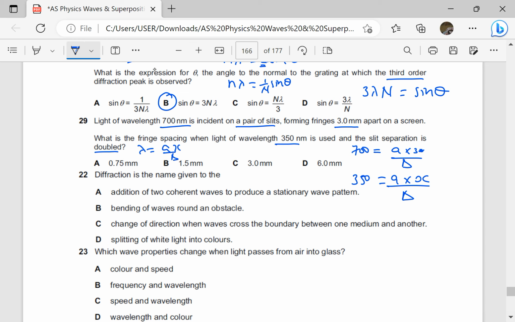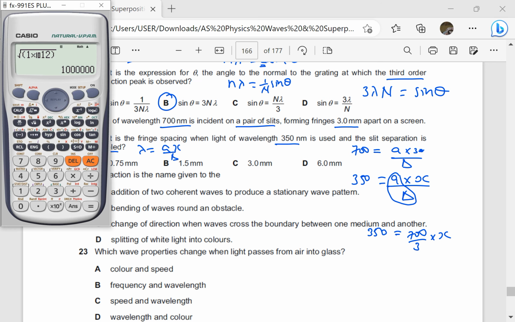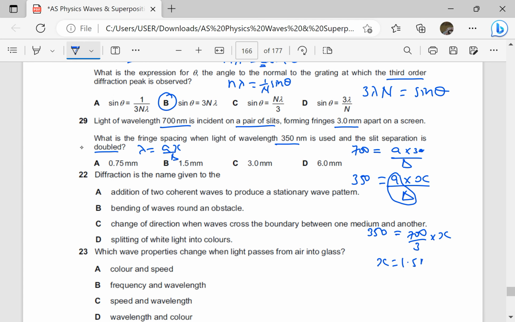So we just combine these two equations. Where there is A over D, I'm just going to put 700 over 3. So we'll simply say 350 is equal to 700 divided by 3 times x. So I make x the subject. So 350 times 3 divided by 700. And that gives us 1.5 millimeters. So x is equal to 1.5 millimeters. Is it 1.5? Let me check it again.